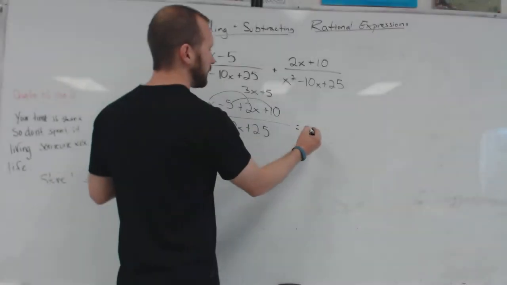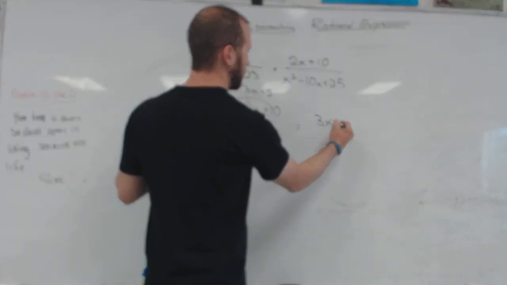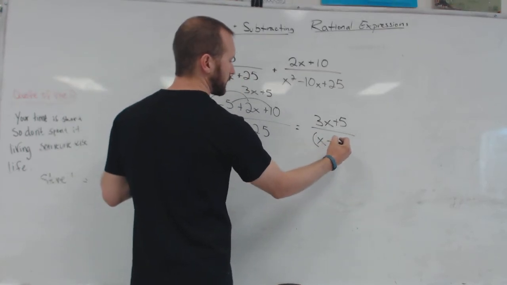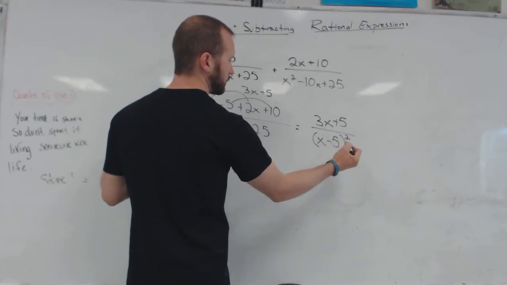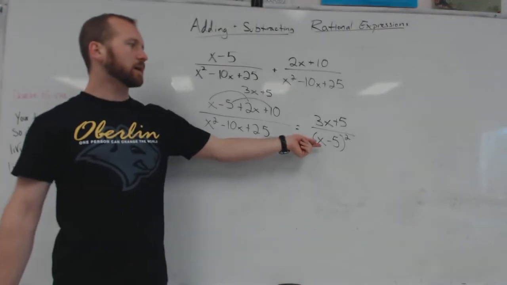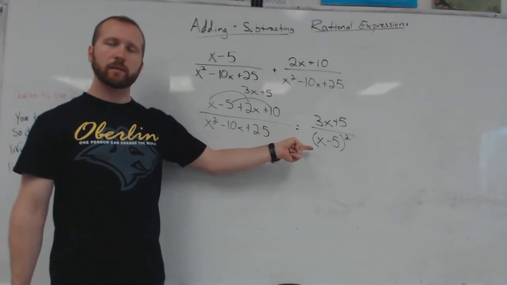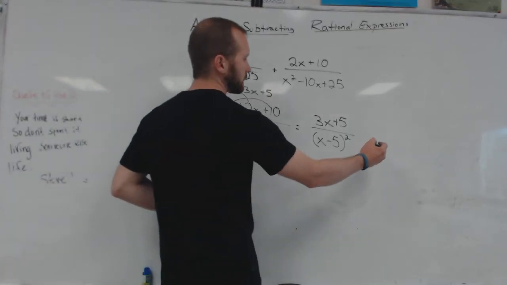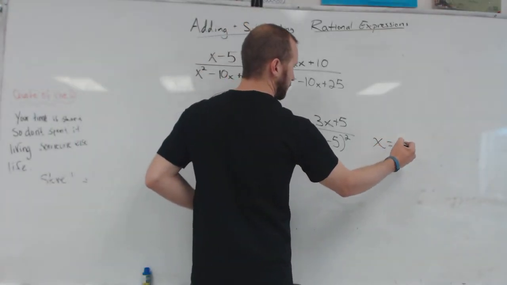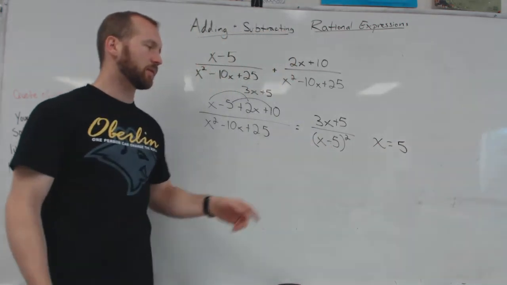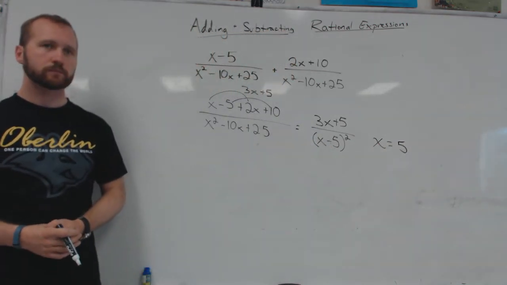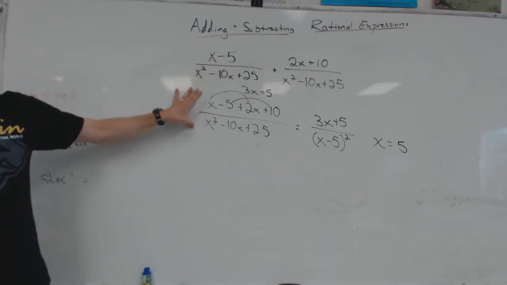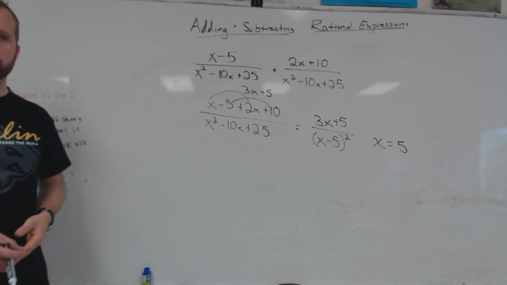I would still factor the bottom just to check to make sure. So in this case I know that it's x minus 5 squared. But there's nothing in common now between our numerator and our denominator. So we can't reduce. So we're done. Right? We know that x cannot be 5. That would make our denominator 0. So we could reduce here, but after we added, we can no longer reduce.